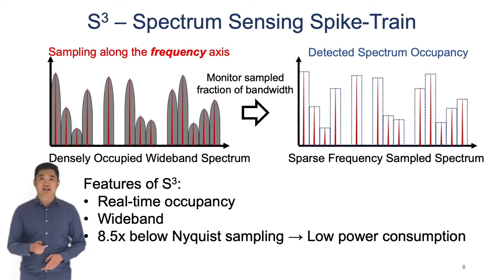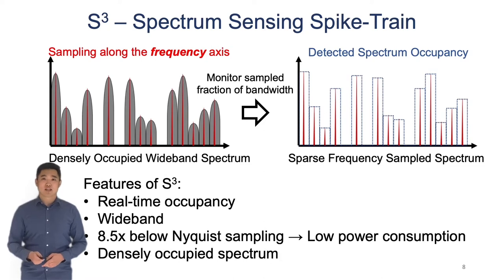It can achieve 8.5 times subsampling below the Nyquist sampling rate, so it can roughly reduce the power consumption by 8.5 times. And most importantly, S-cube does not assume the spectrum to be sparsely occupied, so it can work in densely occupied spectrum.